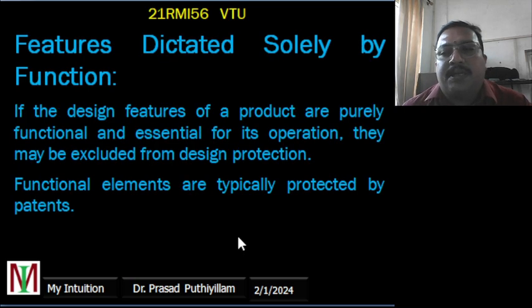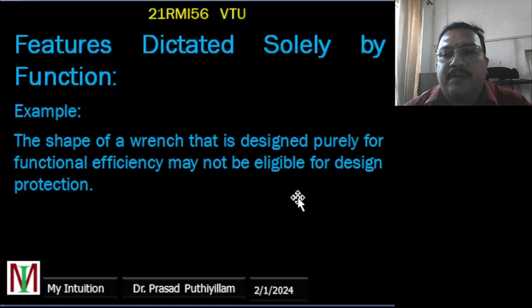Next, features dictated solely by function. If the way the product looks is mainly about how it works and is necessary for its function, those design aspects might not be protected. The functional features usually fall under patent protection instead of design right. The functional features will not come under design.